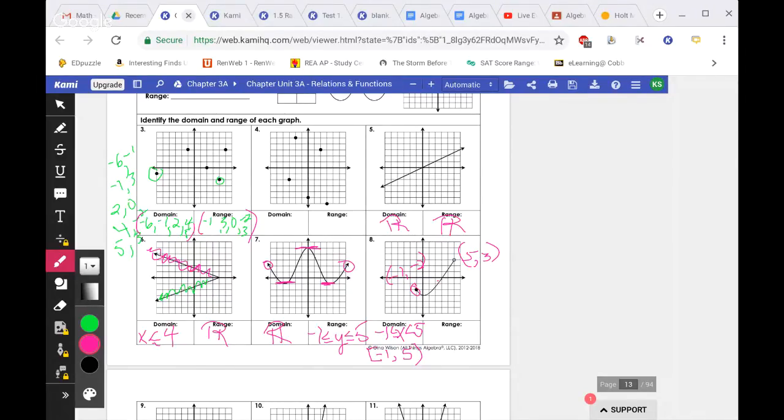It's actually harder for me. I don't know. I'm just not getting everything. But how do you know which point is domain and which point is range? The domain is the x's, and the range is the y's. Yeah.